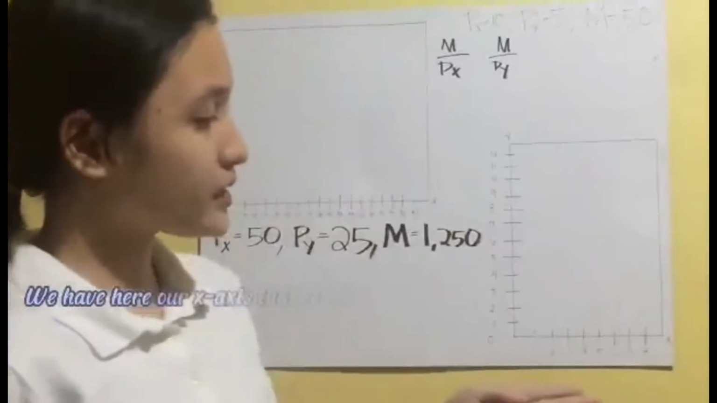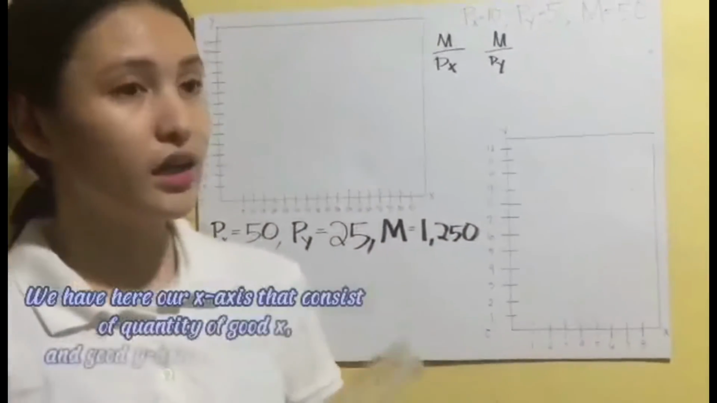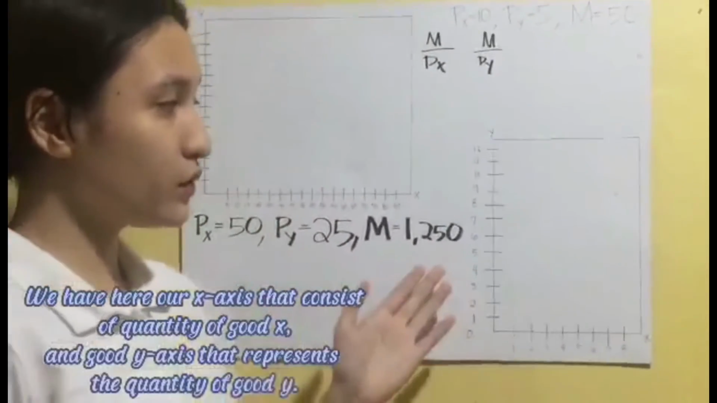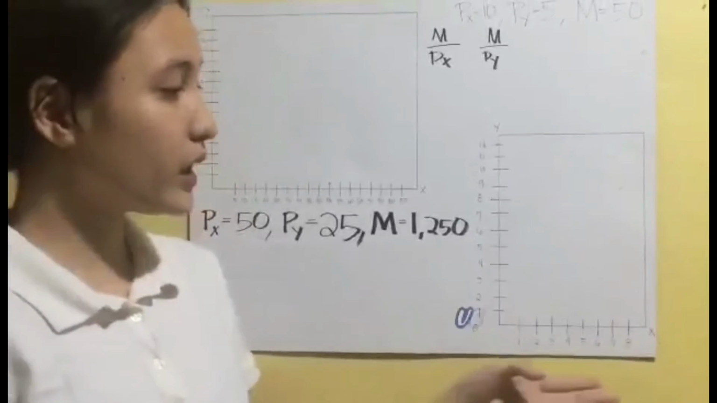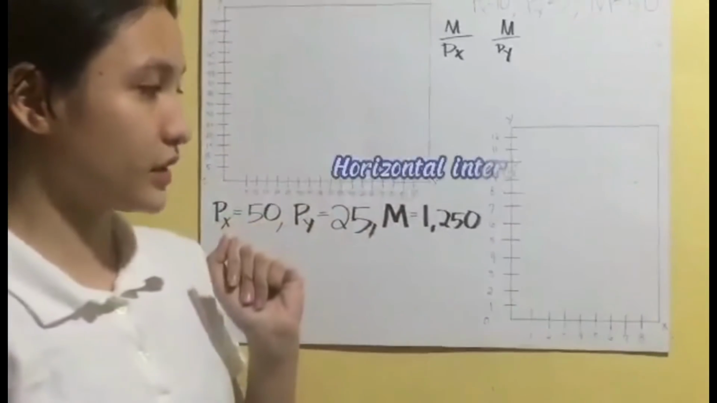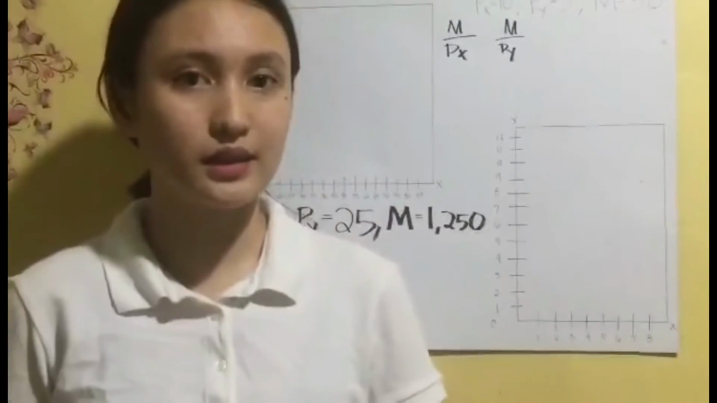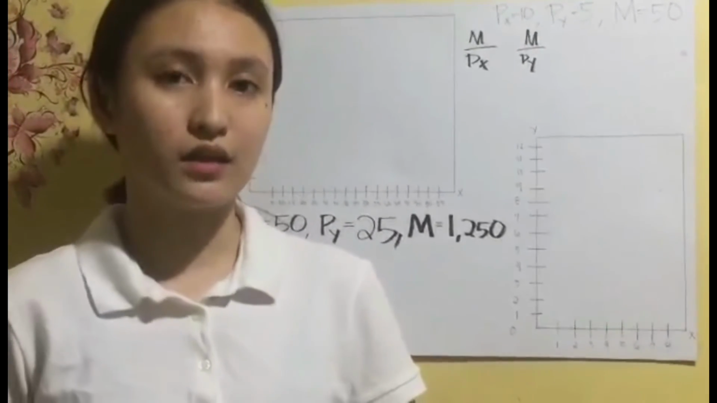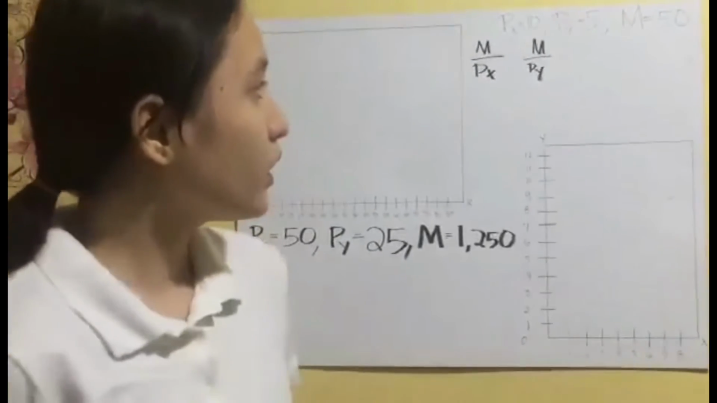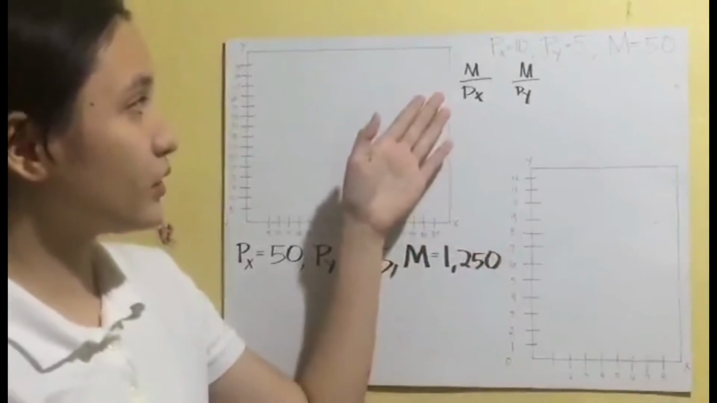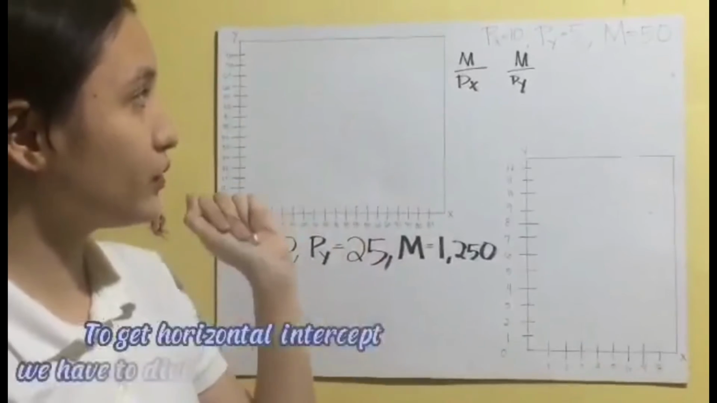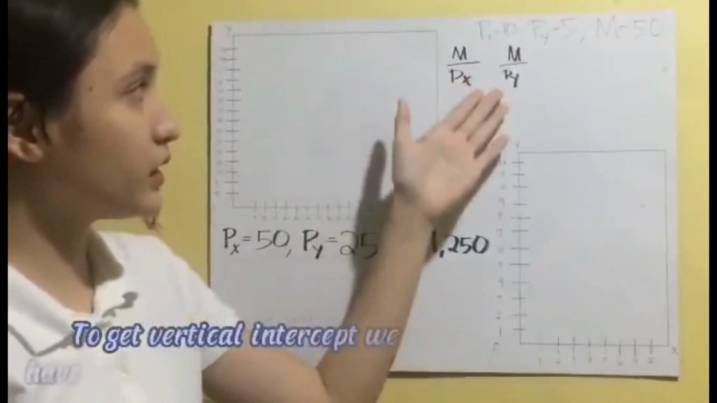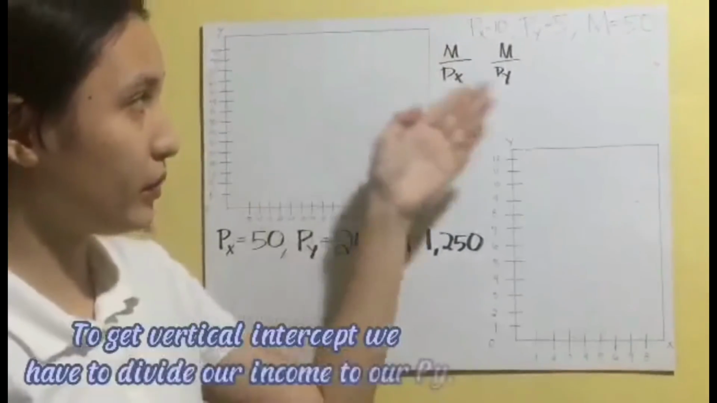We have here our x-axis that contains the quantity of good x and y-axis that represents the quantity of good y. This can also be called the vertical intercepts and horizontal intercepts. These intercepts represents the maximum number of goods that consumers can afford. We have here our formula. To get the horizontal intercept, we have to divide income to our px, and to get vertical intercept, we have to divide income to our py.